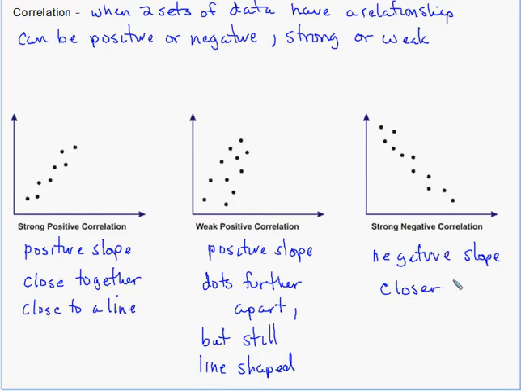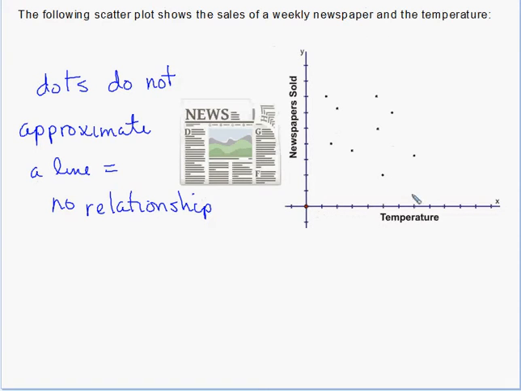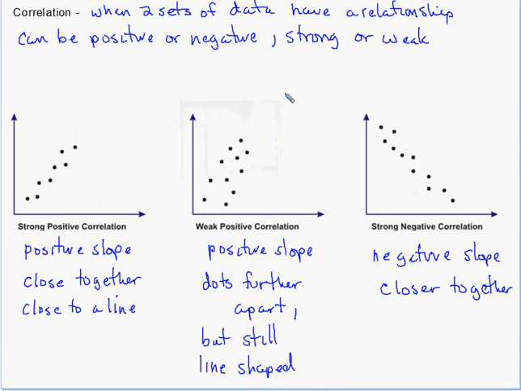And again, if the dots are close together, you've got a strong correlation. And if they're spread out, you have a weak correlation, but they still need to be in the shape of a line. Like how these are all spread out, but they're not in the shape of a line, versus these are spread out, but they're still in that shape of a line. Okay? Everybody got this one?